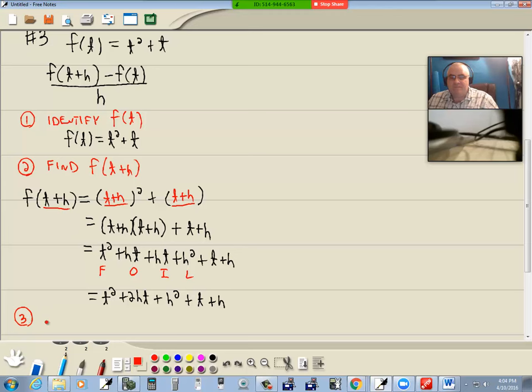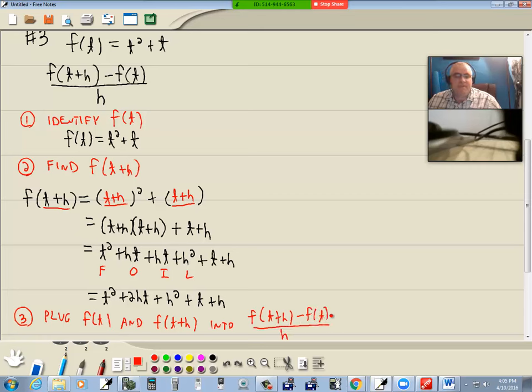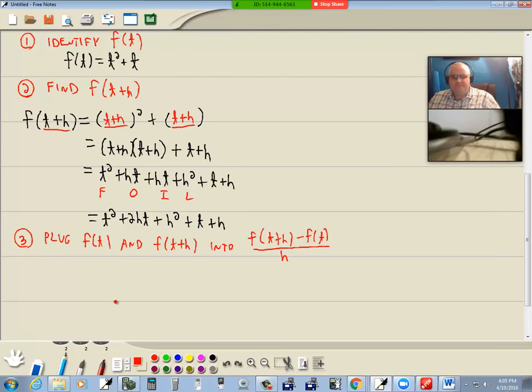Then our third step is we want to plug f of t and f of t plus h into f of t plus h minus f of t all over h. Little bit more to it than that. And typically, and somehow, eliminate the h in the denominator. So this h right here is our end goal. We're trying to get rid of that.